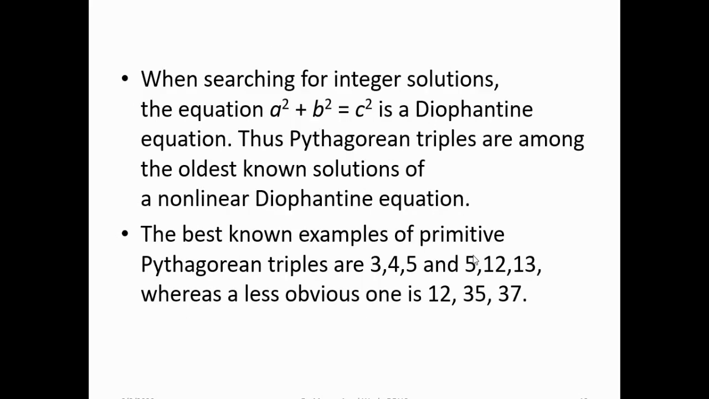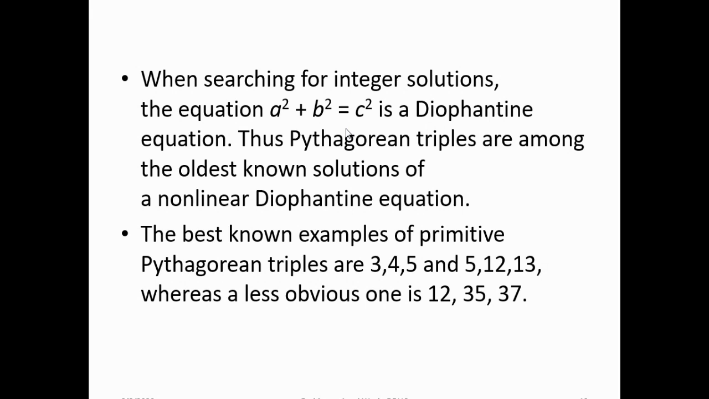When searching for integer solutions of the equation a square plus b square is equal to c square, it is a Diophantine equation. Thus, Pythagorean triples are among the oldest known solutions of nonlinear Diophantine equations. So Pythagoras gave solutions of such equations, which we have just seen, but Diophantine equations came later than that. So we can say that Pythagorean triples are among the oldest known solutions of nonlinear Diophantine equations.